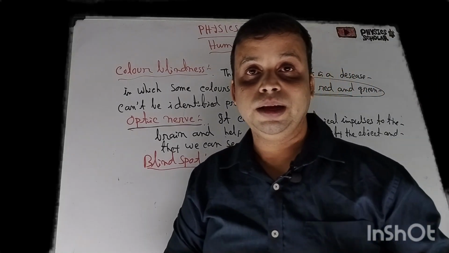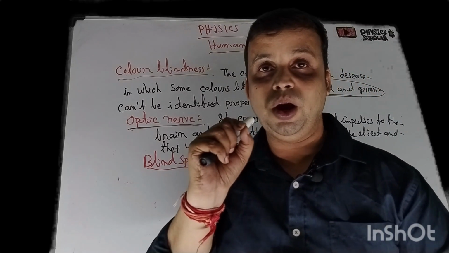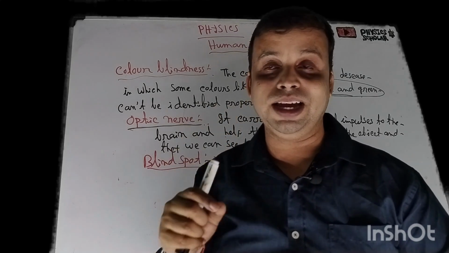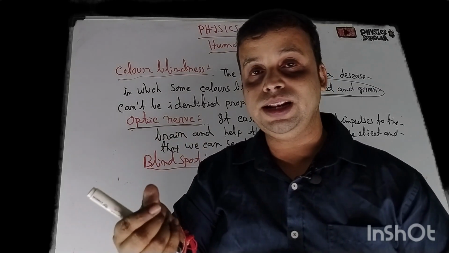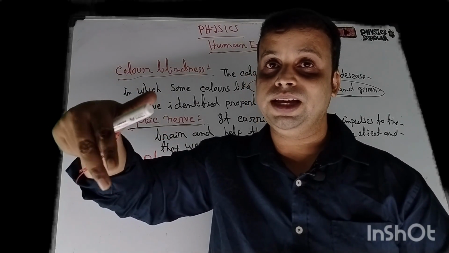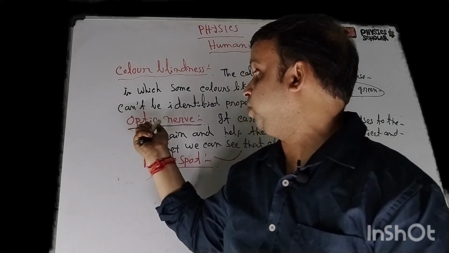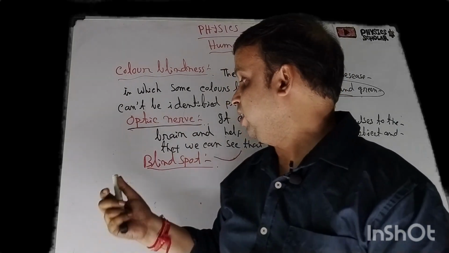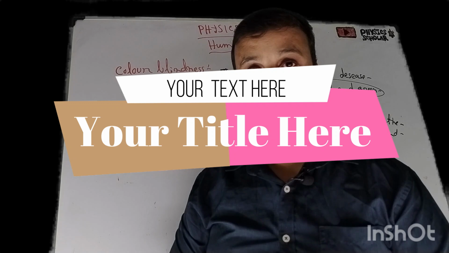So the blind spot is nothing but a teeny, very small hole on the retina where no photosensitive cells, rod cells or cone cells, are present. That's why if any image is formed on that particular portion, it cannot be viewed. The electrical impulses cannot be carried through the optic nerve, so our brain cannot identify it. So we cannot view this. This spot on the retina is known as the blind spot. Clear to all of you?